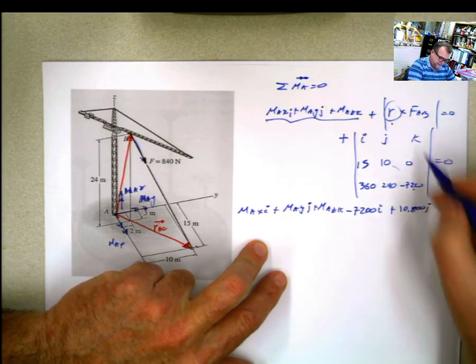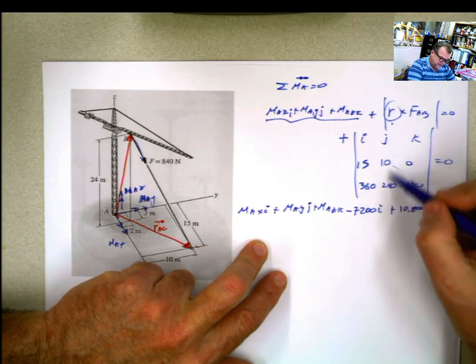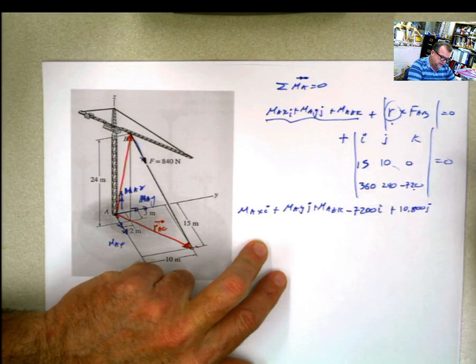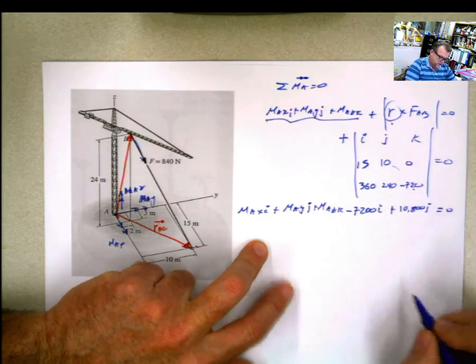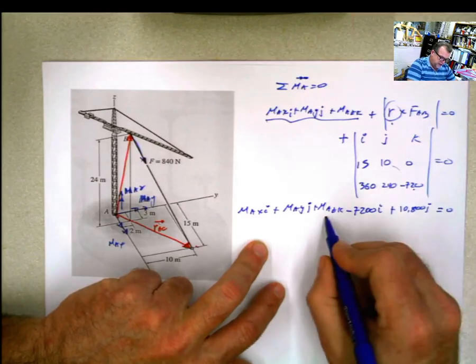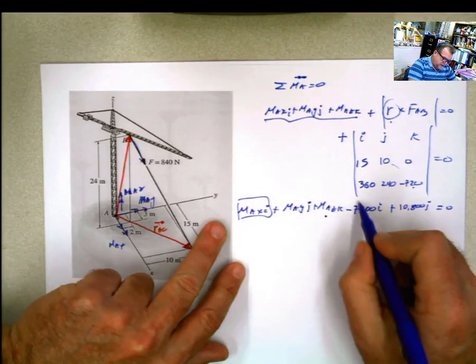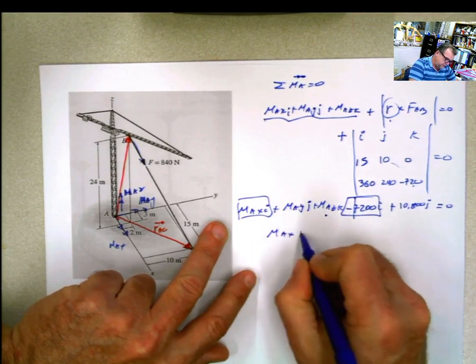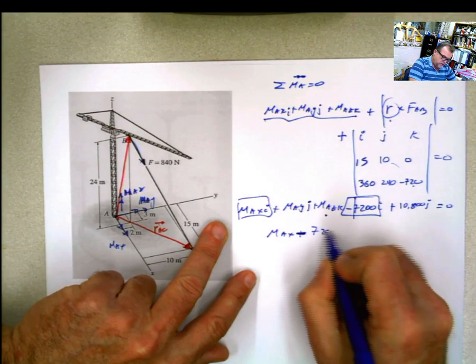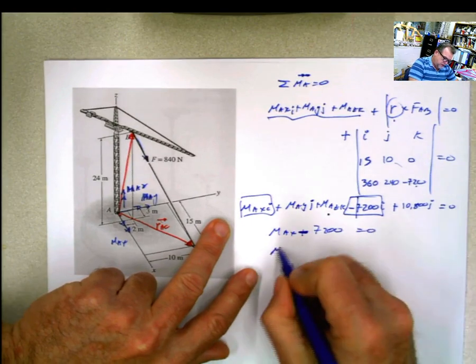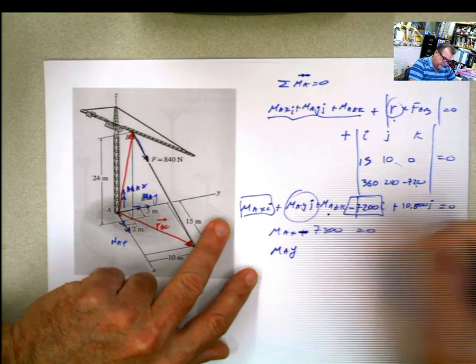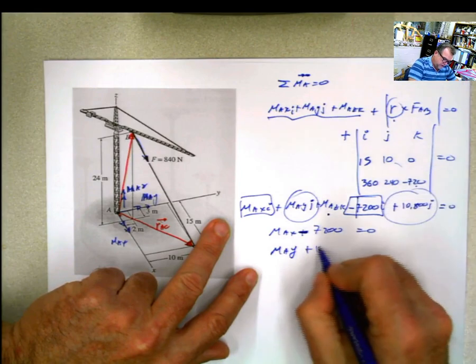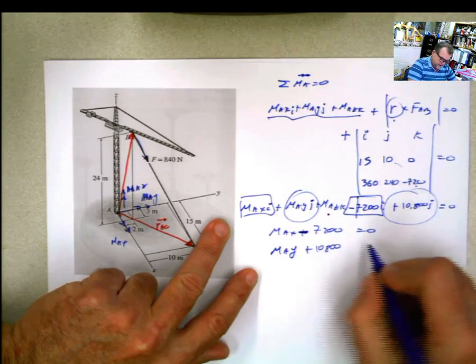plus K that multiplies this times this minus that times that. This times this is 3600, and this times this is 3600. 3600 minus 3600 is 0, so you don't have anything else. That means that everything that goes in I goes together. MAX minus 7200 has to be 0. MAY plus 10800 is 0.